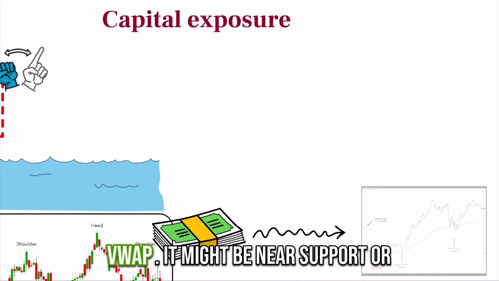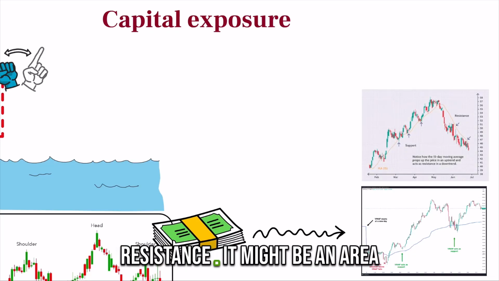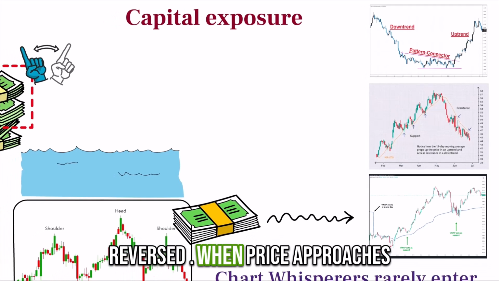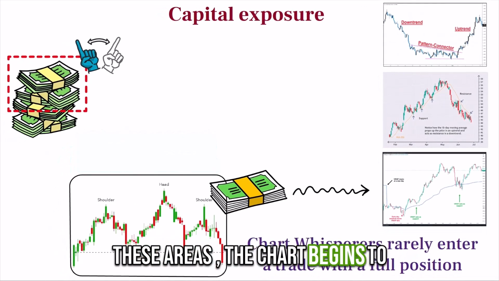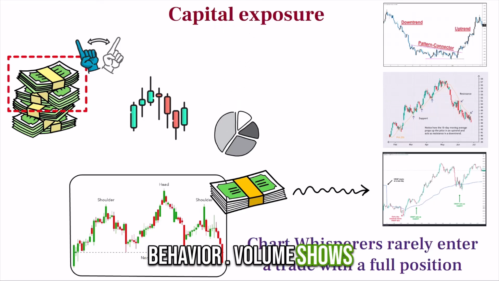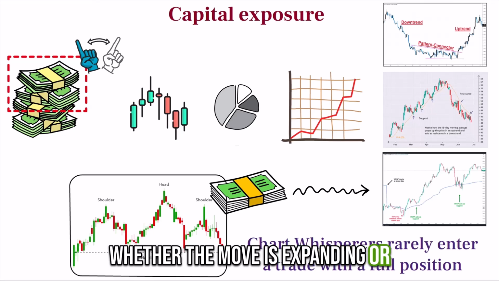It might be near VWAP. It might be near support or resistance. It might be an area where price previously paused or reversed. When price approaches these areas, the chart begins to tell a story. The candles show behavior. Volume shows participation. Momentum shows whether the move is expanding or slowing.